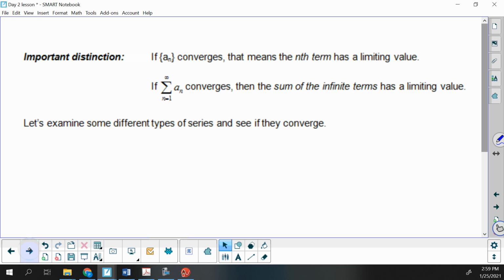All right, so going back to our notes packet. So big distinction. If a_n converges, remember a_n is the sequence, that means the nth term has a limiting value. So if you list all of your terms out, the terms are getting really close to some number. But if your series converges, that means when you add up the terms, you get close to some value.